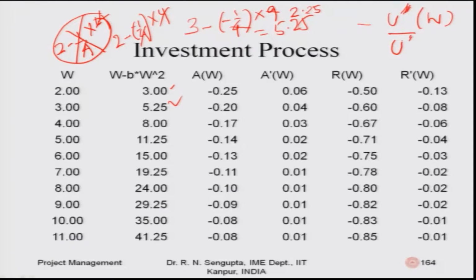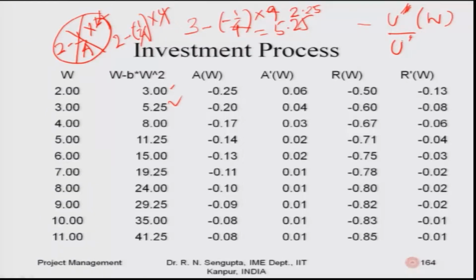So, how do you find out u prime? I have not shown it here. You can just put some extra columns and do the calculations. So, u prime between the value of w changing from 2 to 3 would be 5.25 minus 3, the difference in the increase of the utility function divided by the change of w.